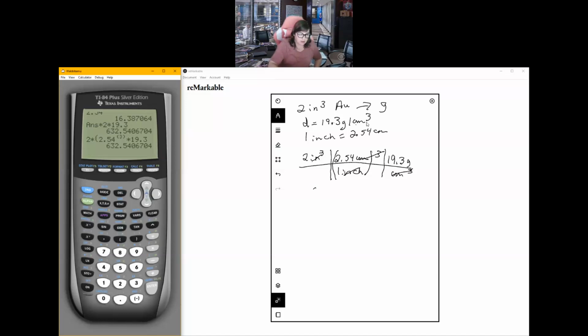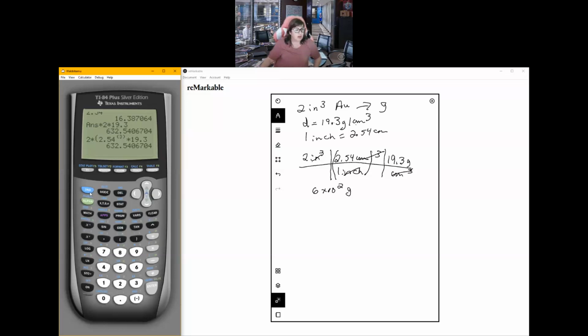Well, what I do is put this in scientific notation: 6 times 10 to the 2 grams. And that gives me the answer that I need. Okay? Does that make sense to you guys? All right, I hope that does.